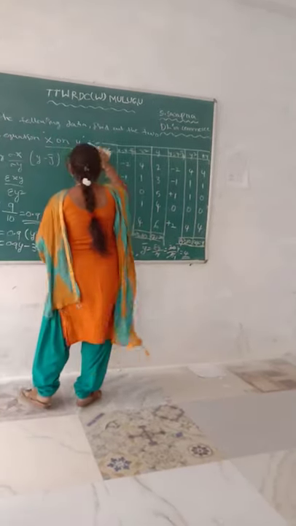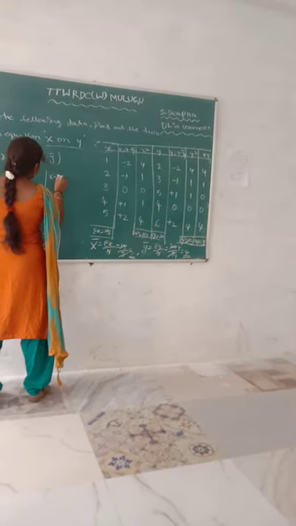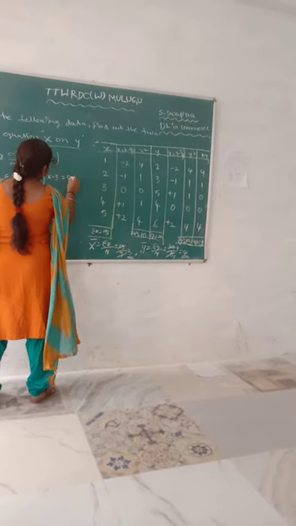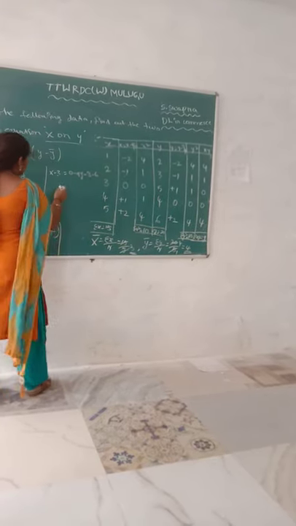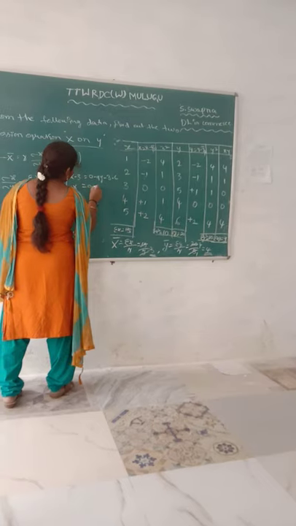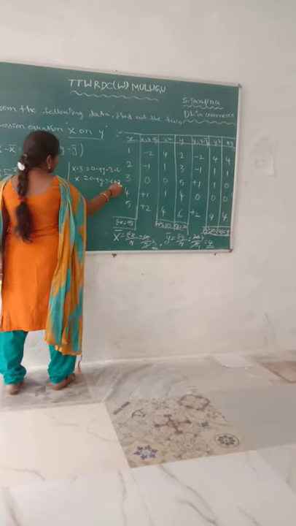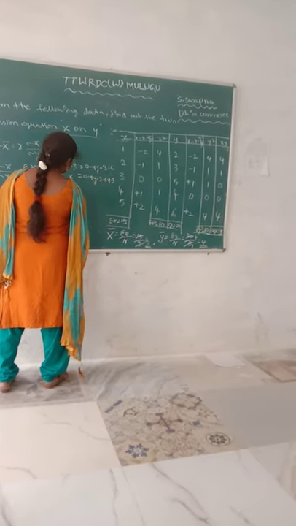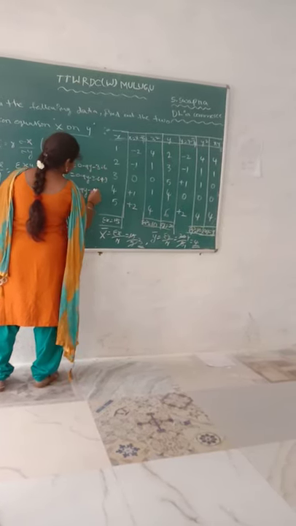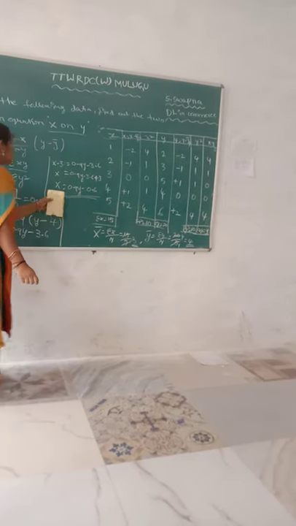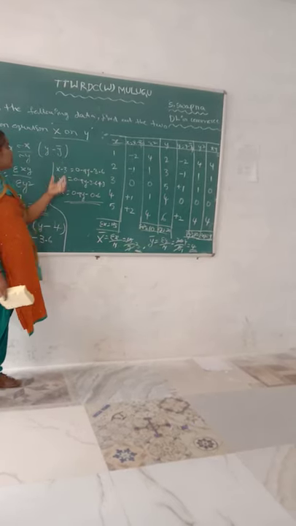Now, x minus 3 is equal to 0.9y minus 3.6. Now, x is equal to 0.9y minus 3.6 plus 3, the 3 carried forward to the other side as plus 3. Okay, x is 0.9y minus 0.6. This is the regression equation x on y. Okay, this is the regression equation x on y.